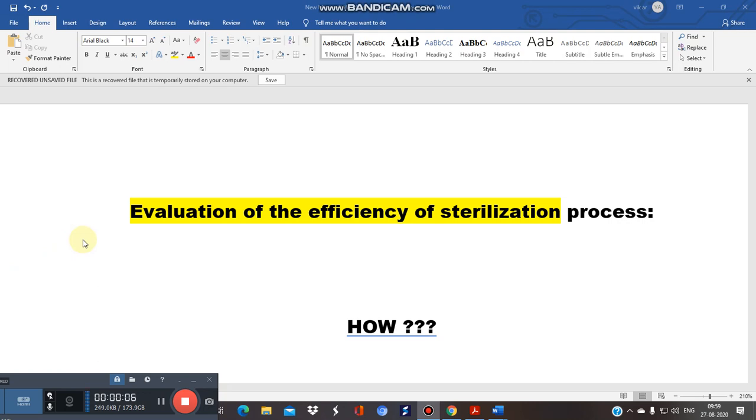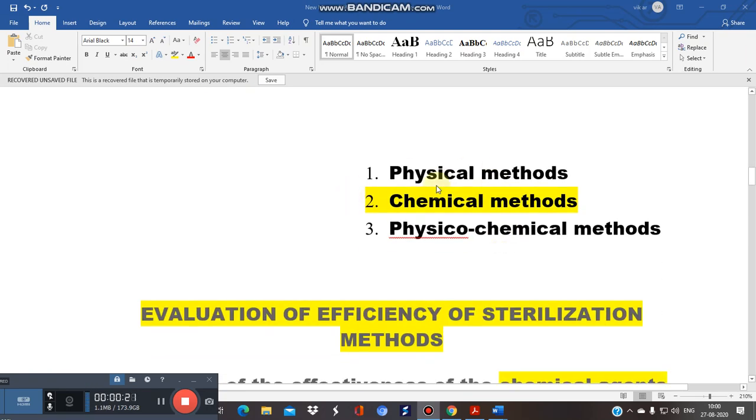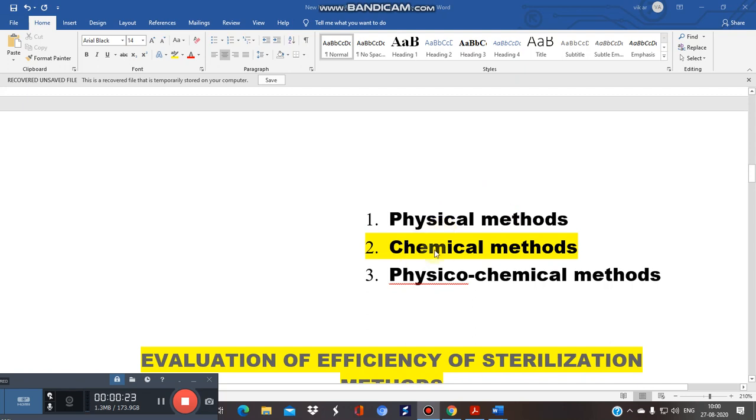So today we are going to start an important topic in the sterilization series, that is the evaluation of the efficiency of different sterilization processes. And I hope you are now familiar with different types of sterilization methods. Just recall a bit. These are the methods like physical, chemical and physicochemical methods, and we also included the mechanical method in the physical methods.